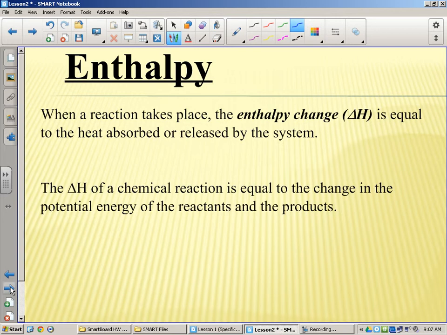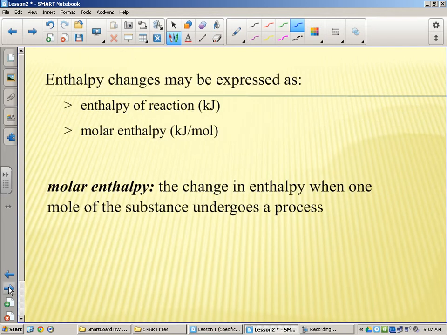And we're not there yet, of course, but we're eventually going to do that. Enthalpy changes may be expressed as the following. The enthalpy of a reaction is usually measured in what we call kilojoules, of course. So that's an entire reaction. And then there's something else called molar enthalpy, and that's in kilojoules per mole.